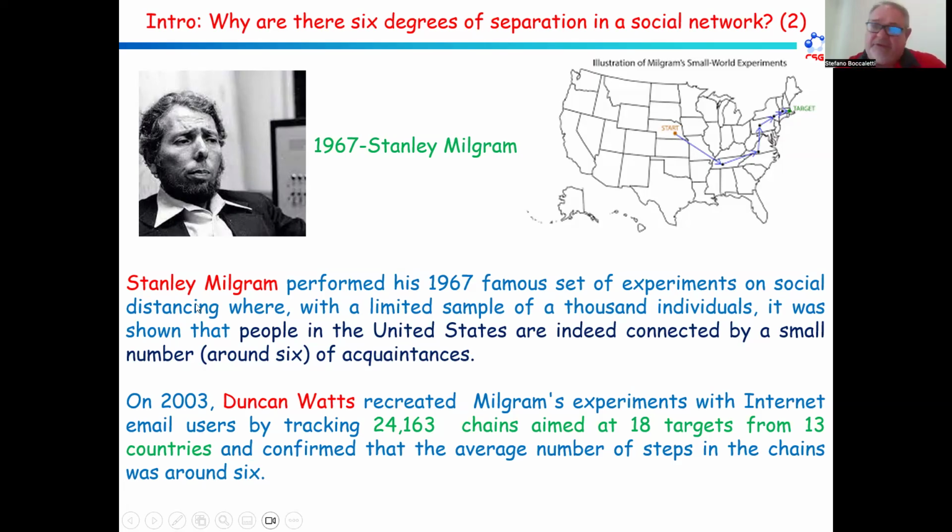The same experiment was repeated in 2003 by Duncan Watts at Columbia University, but this time with email addresses. In this way, a much larger statistics was created. 24,163 chains were constructed, aimed at different targets from different countries. And once again, the average number of steps in these chains was around 6. So once again, this magic number 6 comes out.